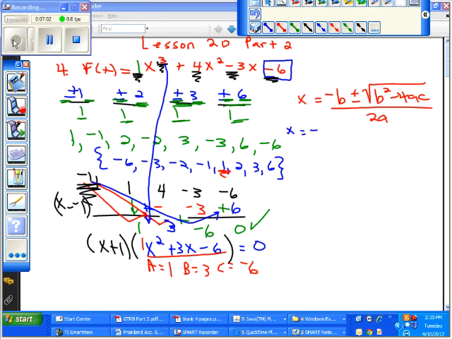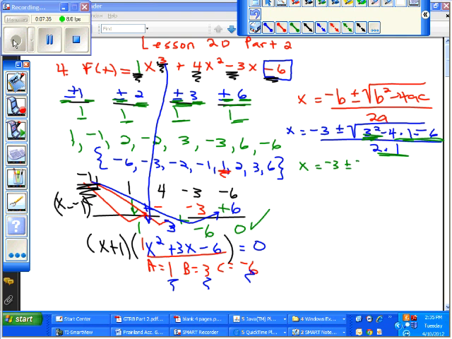Plugging in, then, we get x is equal to the opposite of a positive 3, which is a negative 3, plus or minus the square root of b, which was that positive 3 squared, minus 4 times my a value of 1, times my c value of negative 6, all over 2 times my a value of 1. Now, to solve, I can do the 3 squared, and I can do this multiplication. So I'm going to have x is equal to negative 3 plus or minus the square root of 9.